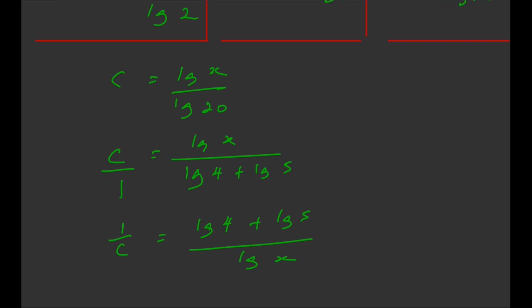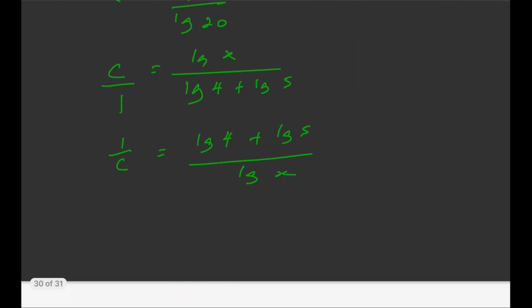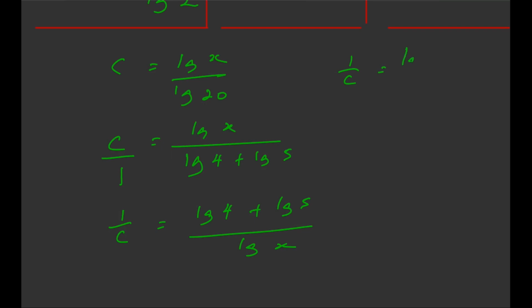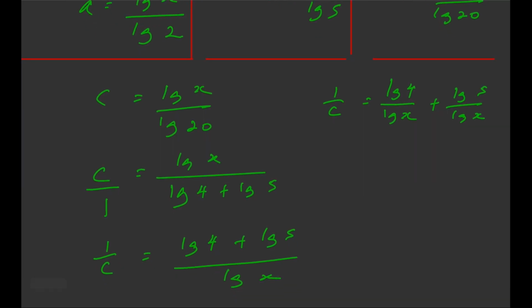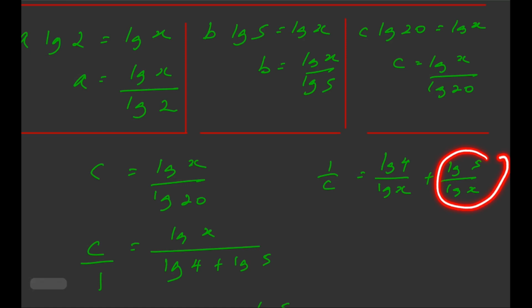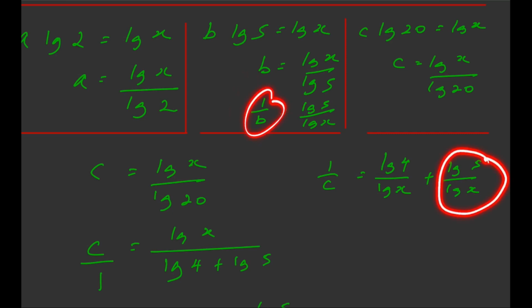Alright. And I can break this into 2 more fractions here. That's the reason why I flip it, so that I can put in A and B. You will see later on. Okay, have a look on here. LG5 over LGX, we continue from here. If I flip this, that is 1 over B equals LG5 over LGX, right? So I can replace this with 1 over B.